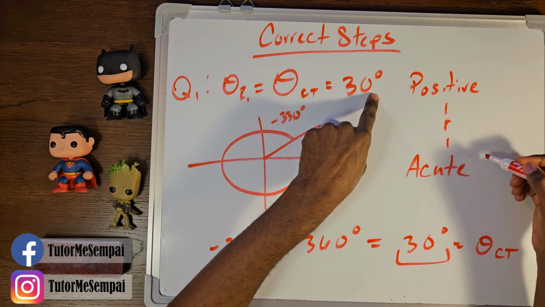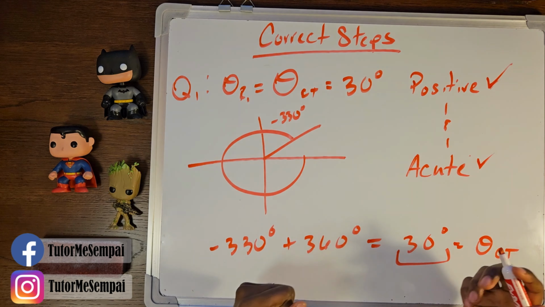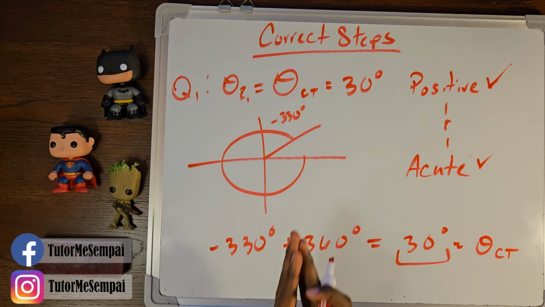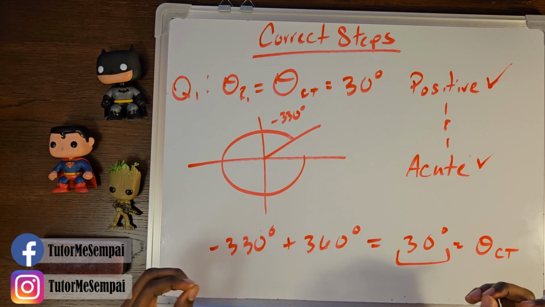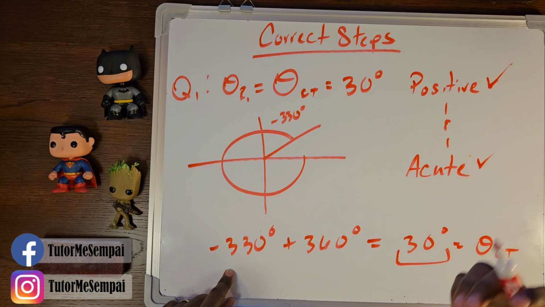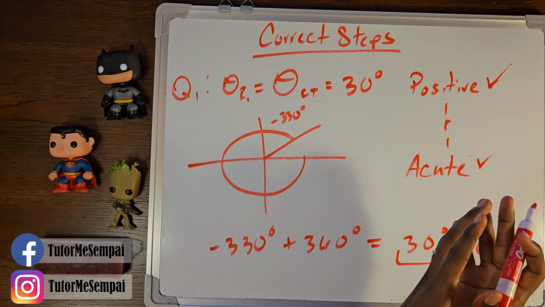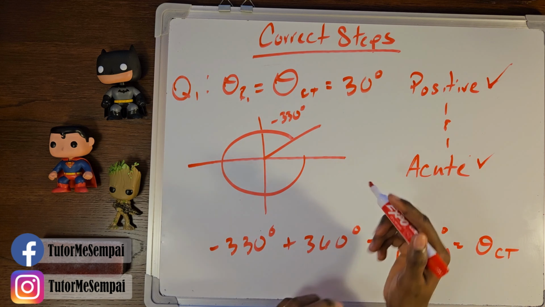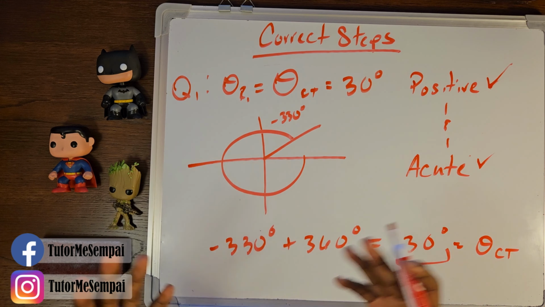And if we do our little check on the side, you see that it is definitely positive and it is definitely acute. So this is how we're going to find our reference angles when we have negative thetas. First, you're going to use your coterminal angles to find something between 0 and 360 degrees, and then plug that into the corresponding formula you need, depending on which quadrant you're in. But let's look at a few examples to drive this point home.